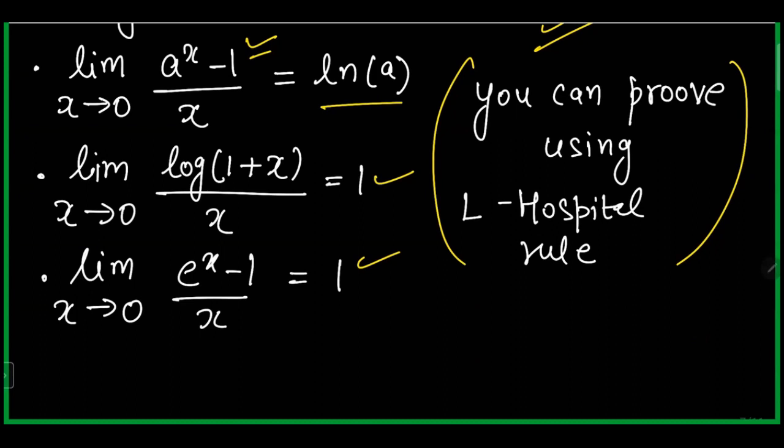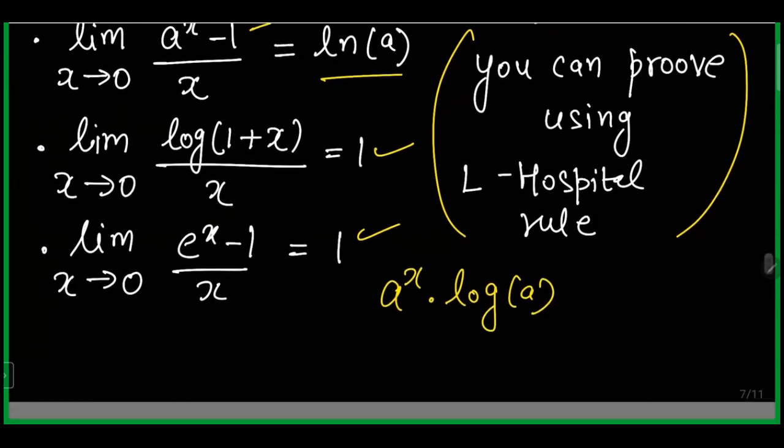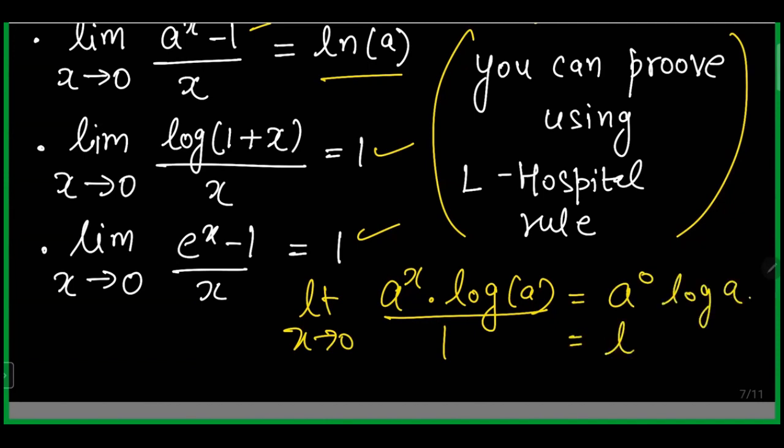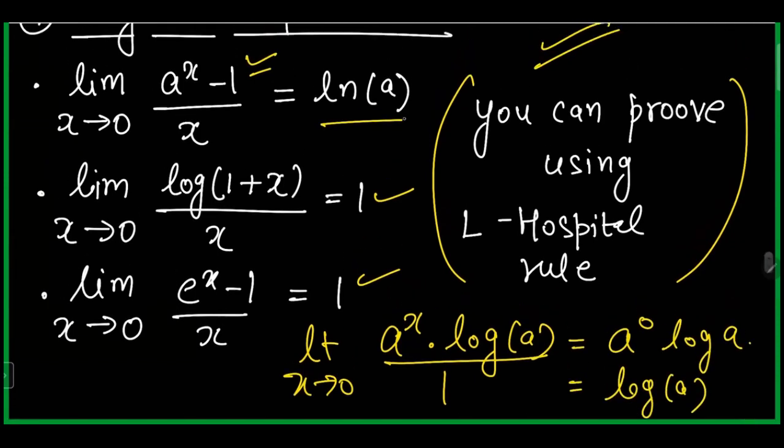So we will differentiate the numerator, a raised to power x. What is the differentiation of a raised to power x? A raised to power x into log a. What is the differentiation of minus 1? 0. And what is the differentiation of x? 1. Now we can simply put x equals 0. So it will be a raised to power 0 into log a, and a raised to power 0 is 1. It means your answer is log a, and this is what I have written here. So you can verify all these 3 formulas using L'Hospital's rule.